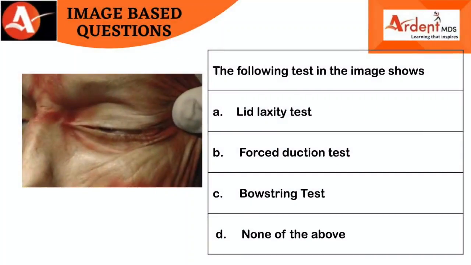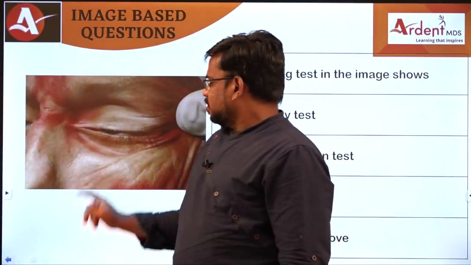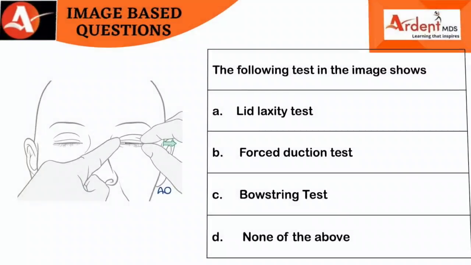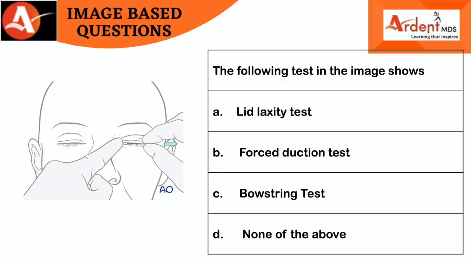There are two different types of images we got from the students for this question. One set of students gave this image, the other set gave this image. Anyway, most probably the examiner wanted to ask what is called the Bowstring test. The Bowstring test is related to oral and maxillofacial surgery, to assess the nasoethmoidal fracture. But something like the laxity test and force reduction test are all for ophthalmic examination.